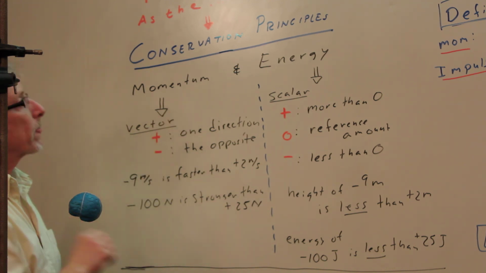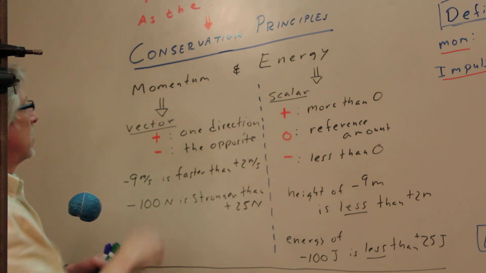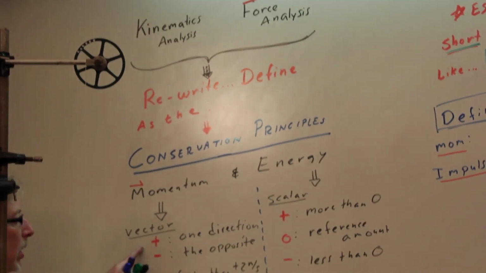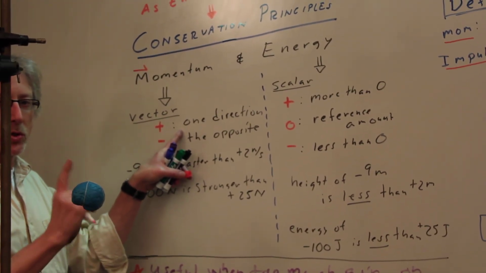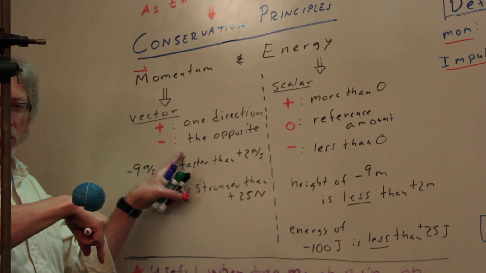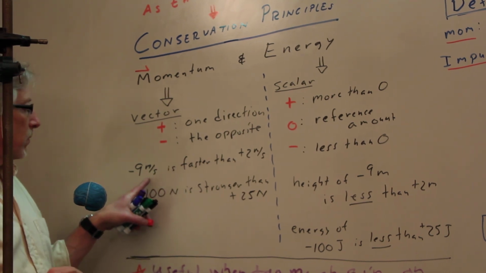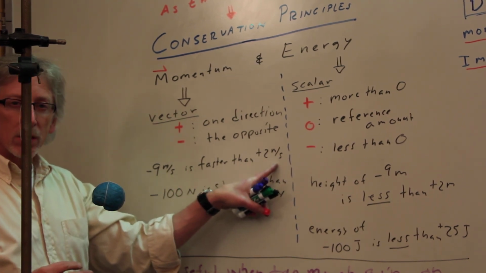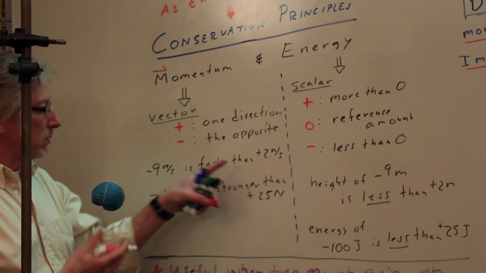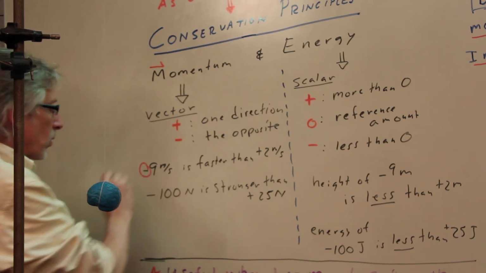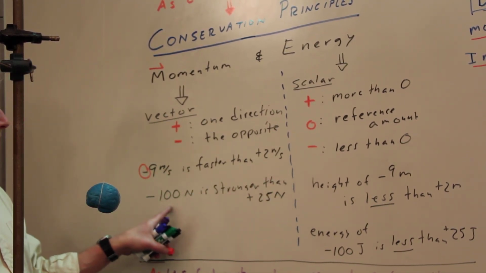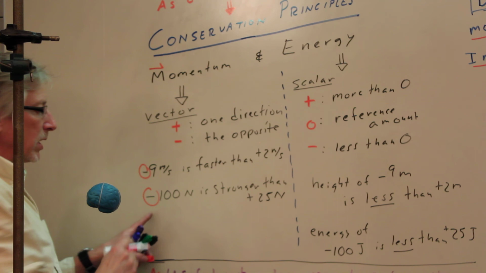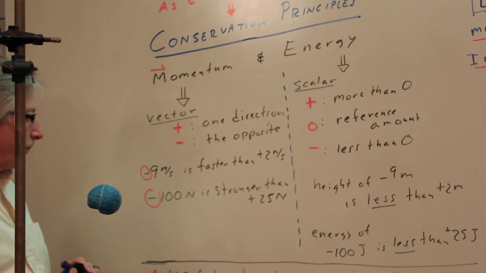But momentum is a vector, just like force is a vector. So I sometimes like to put a little reminder, vector and vector, okay? And what that means is that a plus for a vector is one direction, whichever way you want to choose plus, and negative is the other way. And the implication here is that negative 9 meters per second is still faster than plus 2 meters per second. And a meter per second is about 2 miles an hour, right? It just means you're going in the negative direction, but it's faster than that. Or negative 100 newtons is a stronger force than plus 25 newtons. The negative here, again, being a direction, not the strength of the thing.